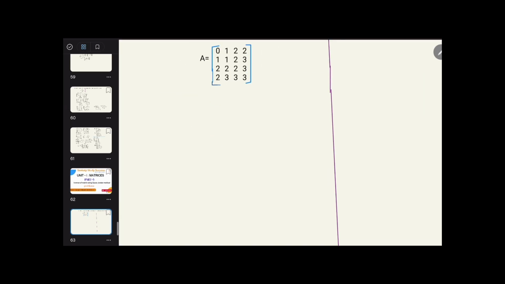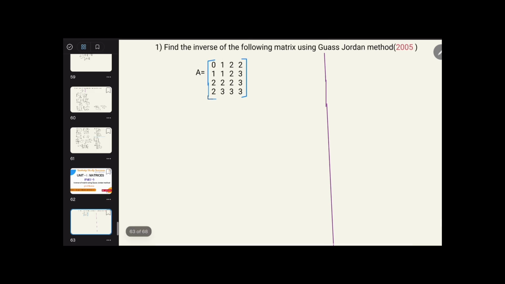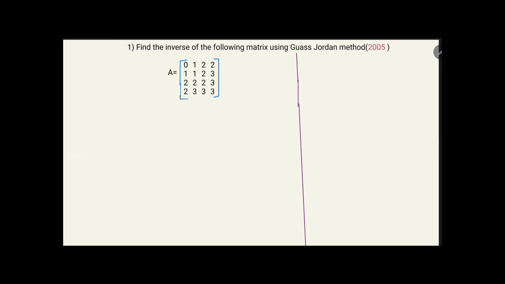So this is the problem, a 4 by 4 matrix. Find the inverse of the following matrix using the Gauss-Jordan method. It is given in 2005. Now let's start the problem. First, write down the general form of the Gauss-Jordan, that is, A equals In into A. Okay, students, now what is A? That is the given matrix.